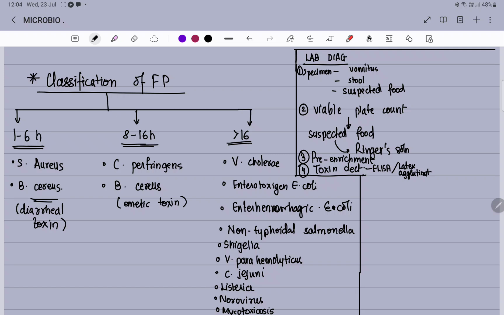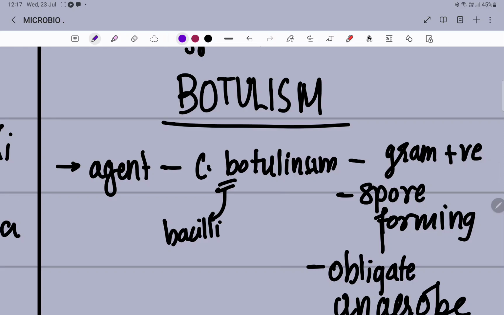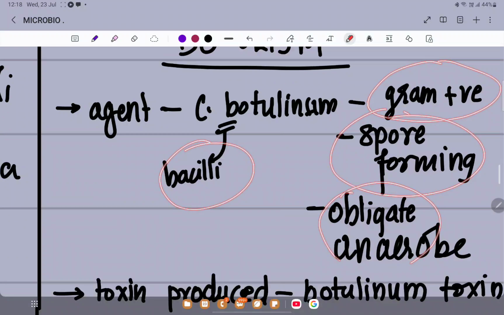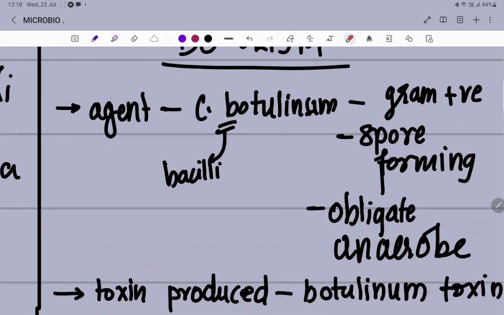Now let us talk about botulism. It is caused by the agent C. botulinum. Now C. botulinum is a bacillus. B for botulism, B for bacilli. So C. botulinum is a gram-positive, spore-forming, obligate anaerobic bacillus. Those spores need to germinate, and they won't germinate if there is an aerobic condition.